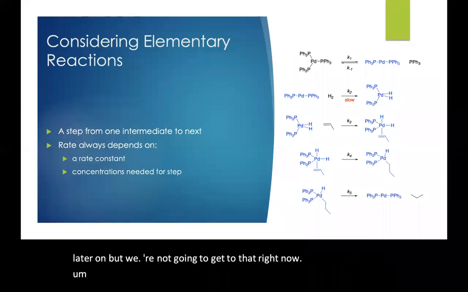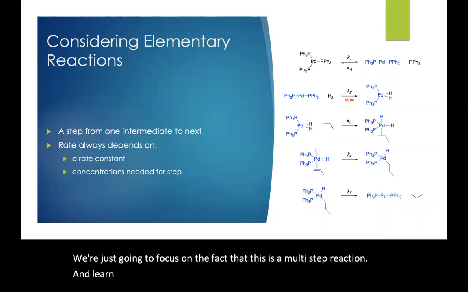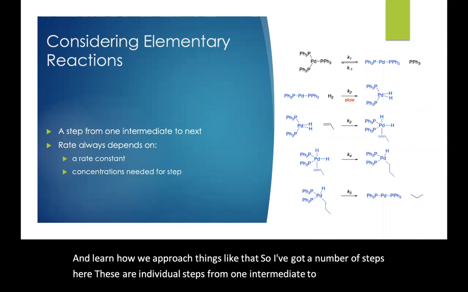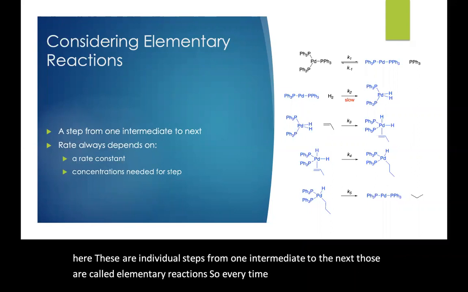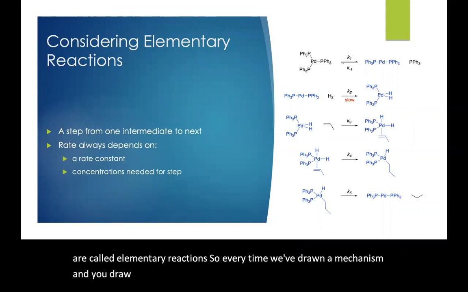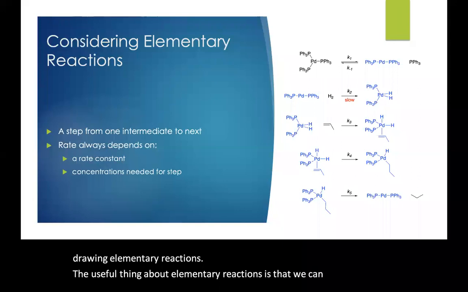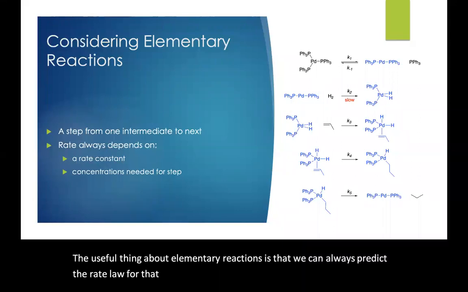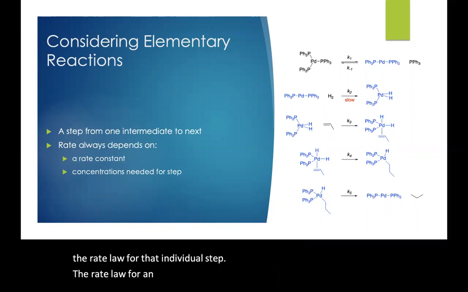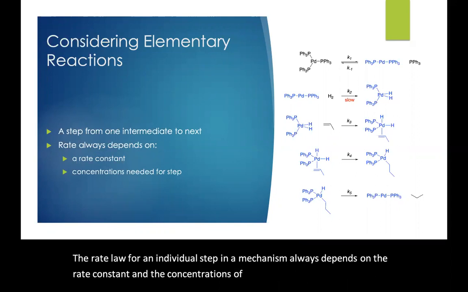We're just going to focus on the fact that this is a multi-step reaction and learn how we approach things like that. So I've got a number of steps here. And these are individual steps from one intermediate to the next. Those are called elementary reactions. So every time you've drawn a mechanism and you've drawn individual steps from one intermediate to the next, you're drawing elementary reactions. The useful thing about elementary reactions is that we can always predict the rate law for that individual step. The rate law for an individual step in a mechanism always depends on a rate constant and the concentrations of species needed for that step.